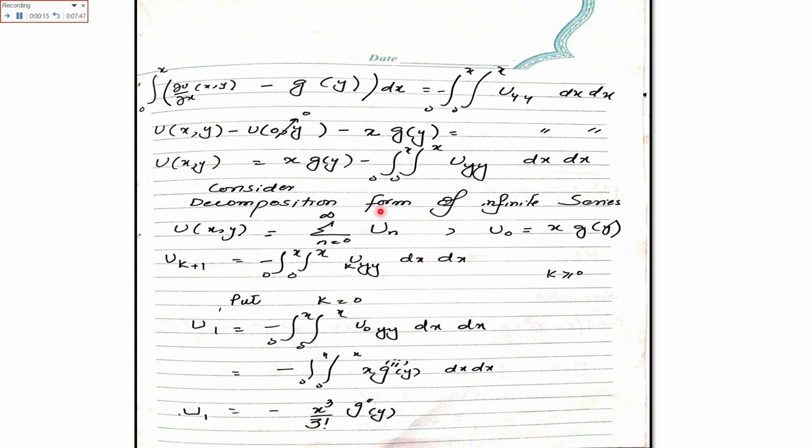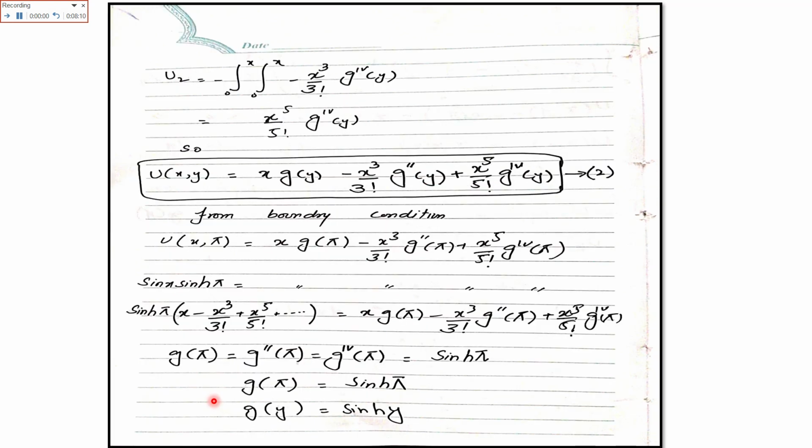Then we have the decomposition method. This method says that a function is equal to the series sum of u n, where n goes from 0 to infinity, and u of k plus 1 is equal to whatever is inside the integral, and whatever is before the integral is treated as u naught. So from u of k plus 1 we find u1 and u2, and then we find the series. This is basically the solution.